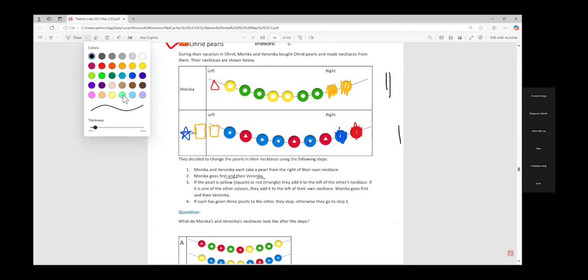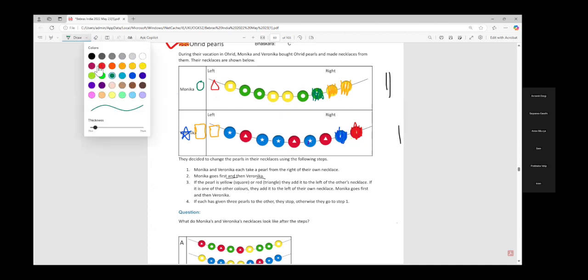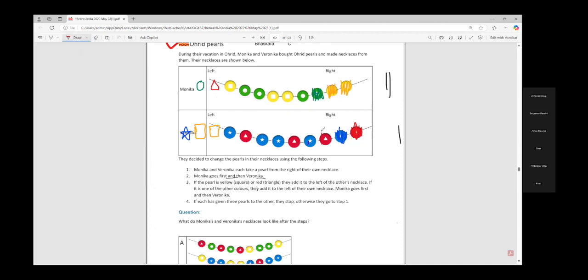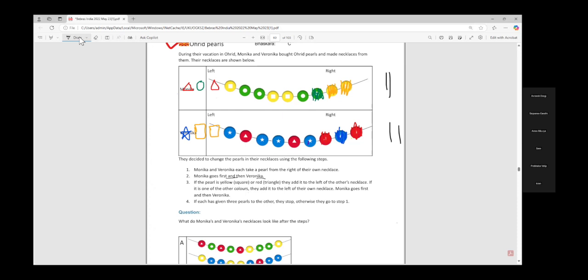Now it's Monica's turn again. Monica has this circle right here. We know that circles do not go to the other person, so the circle goes to yourself as well. And now Veronica has another red triangle. Now we know that red triangles go to the other person. So the red triangle goes here. And now both of them have given two things to the other.